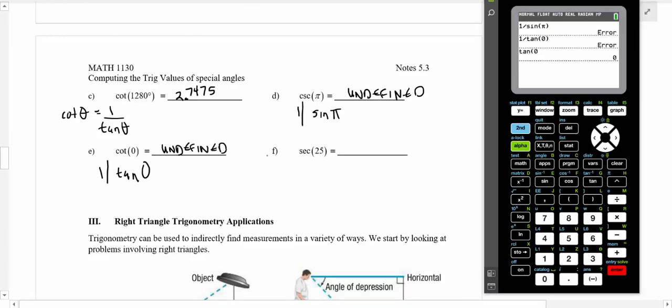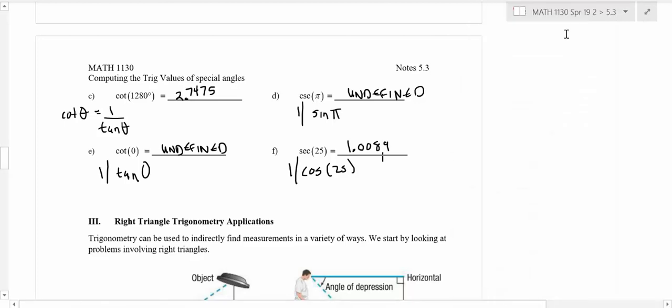And then the last one, we just do 1 divided by cosine of 25 radians. Since it's a secant, and then we'll round that off. So that's about 1.0089 if you round that off. So that's the second part. Real simple. You want to be totally confident that you can go from radian to degree mode and put in any of the trig function values you need to on your calculator.